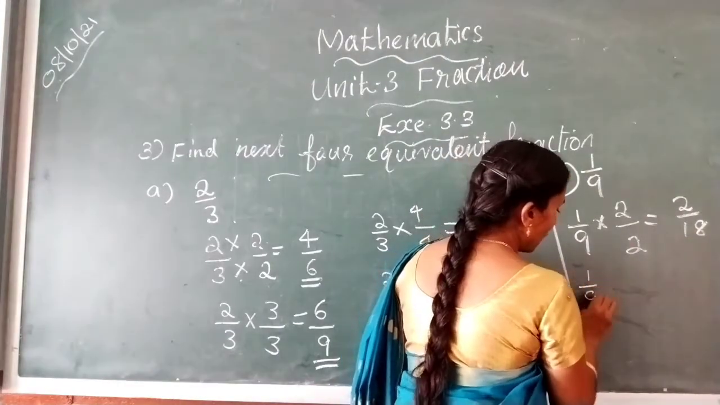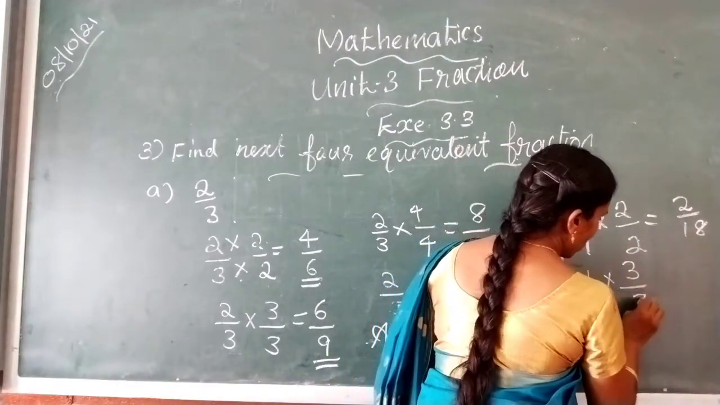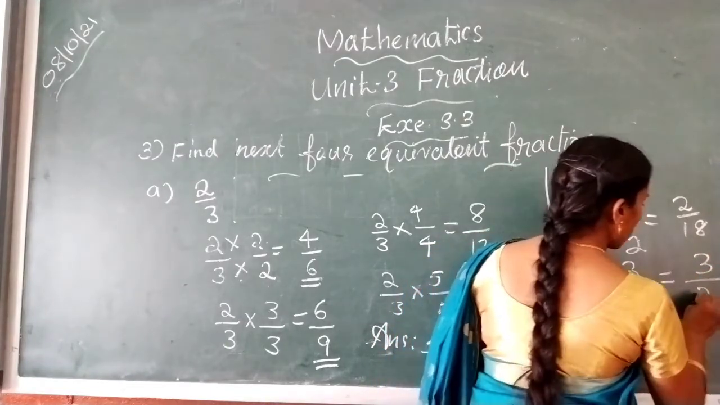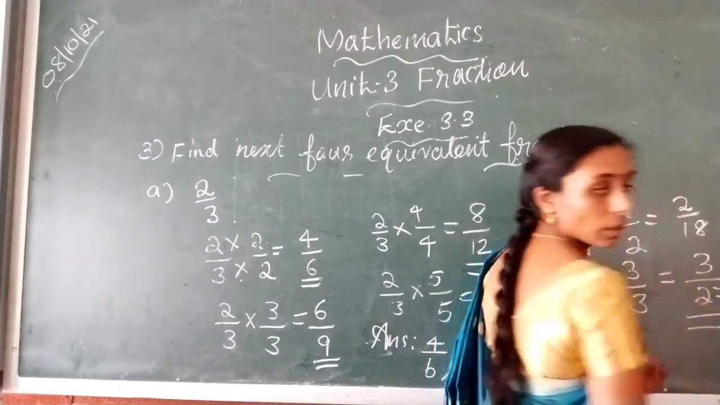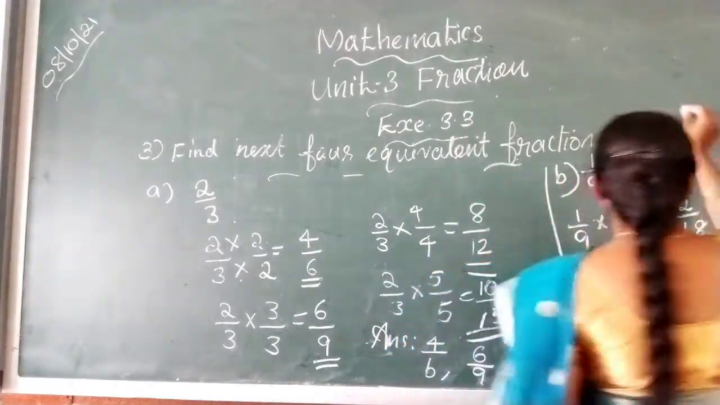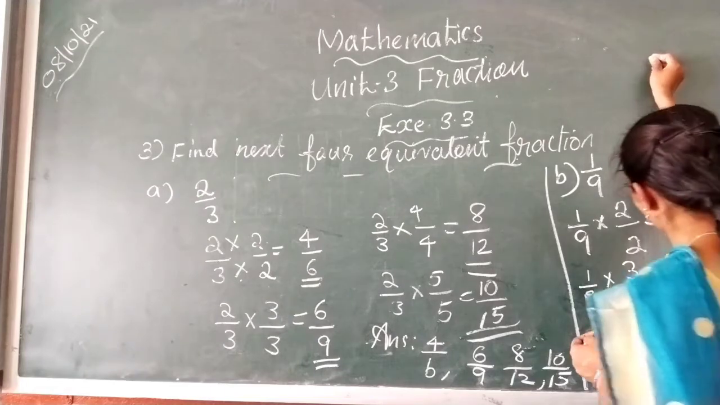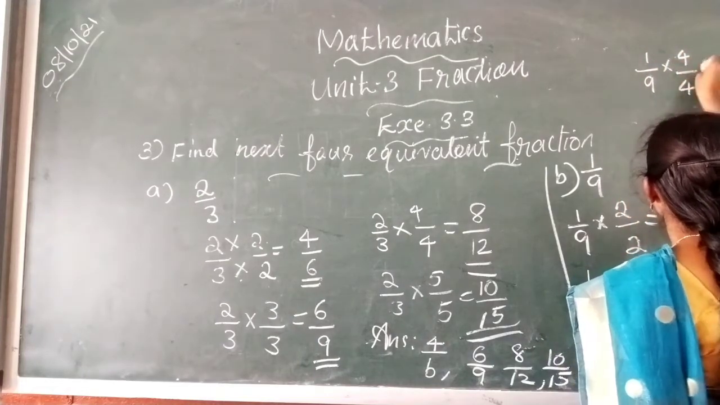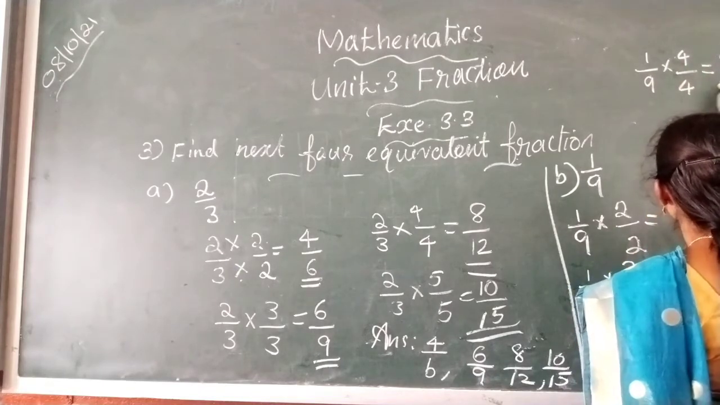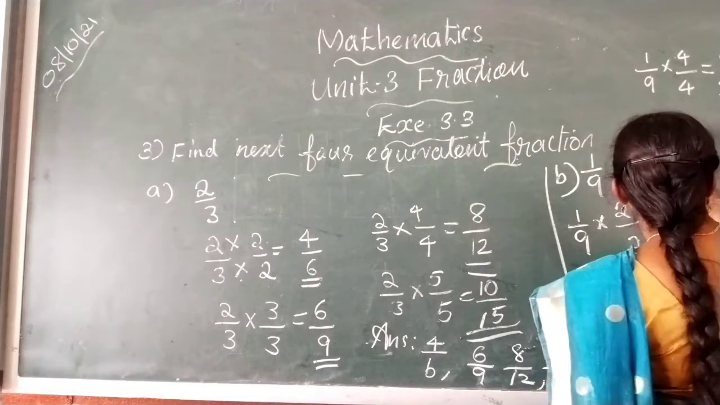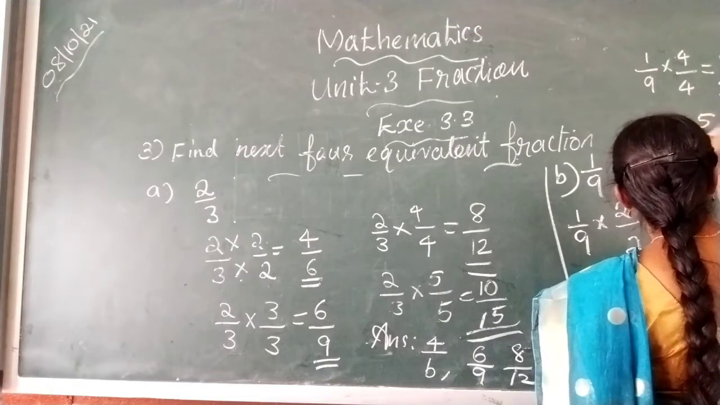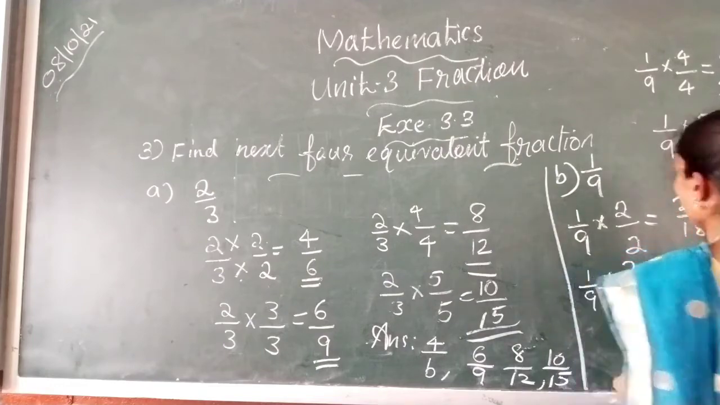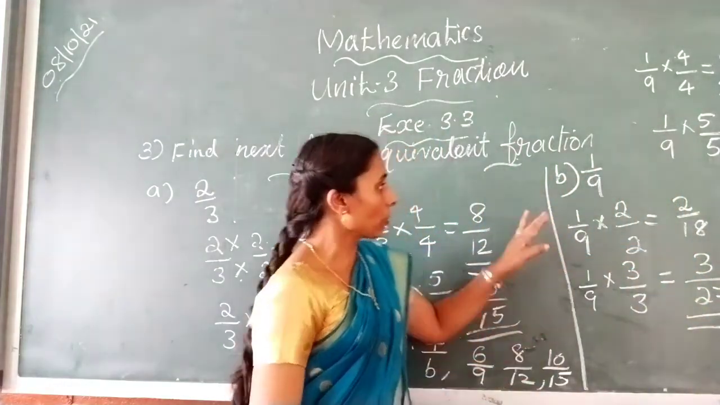Here 1 upon 9 multiplied by 3 upon 3: 1 3s are 3, 9 3s are 27. Then the next one, 1 upon 9 multiplied by 4 upon 4: 1 fours are 4, 9 fours are 36. 1 upon 9 multiplied by 5 upon 5: 1 fives are 5, 9 fives are 45. These are the next four equivalent fractions.